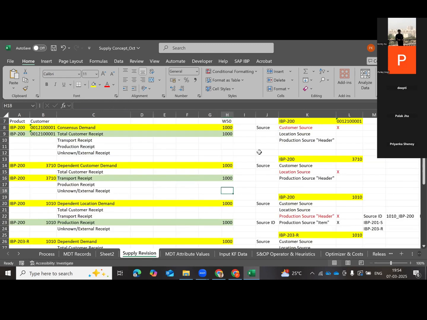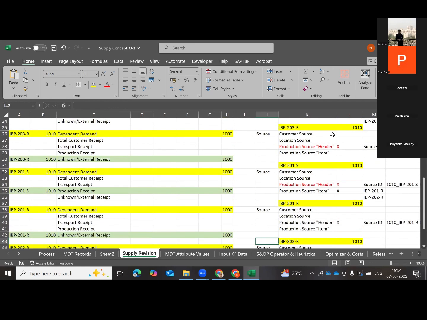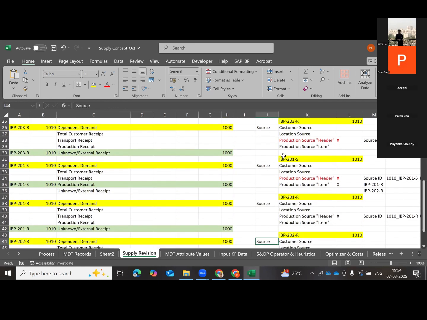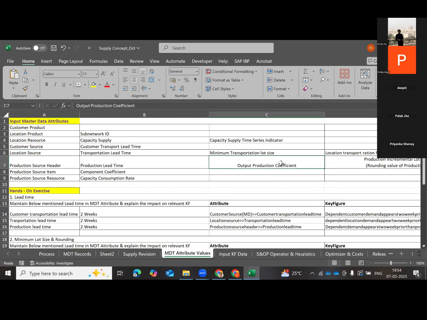Then in supply revision, I think the same thing is talked about here as well. So now attribute values. We have noted here what are the important attribute values within a master data type.